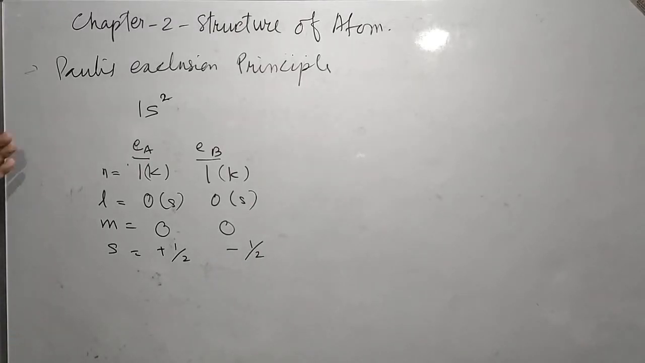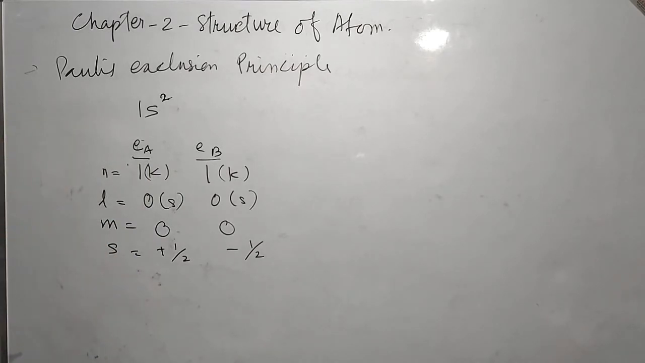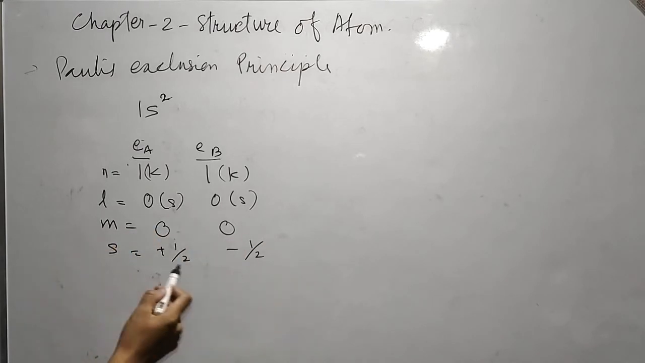So from this example we come to the conclusion that according to Pauli's exclusion principle, no 2 electrons will have the same value of all the 4 quantum numbers. So at least one of the values of the quantum numbers will be different.